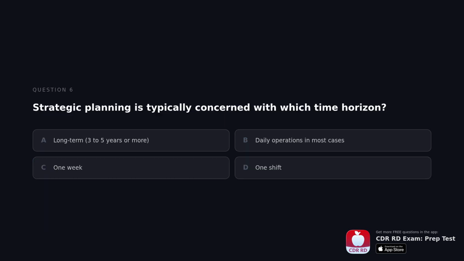Strategic planning is typically concerned with which time horizon? A. Long-term, 3 to 5 years or more. B. Daily operations in most cases. C. 1 week. D. 1 shift.